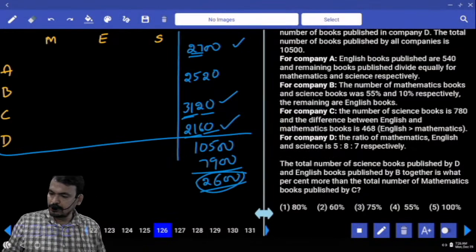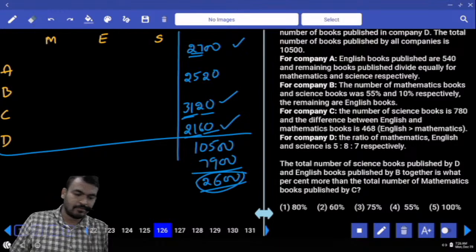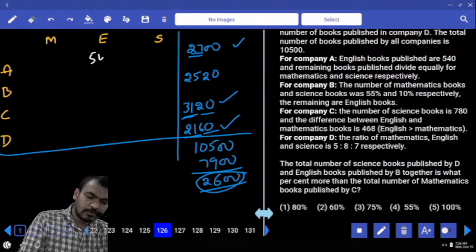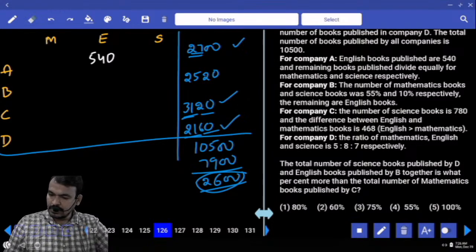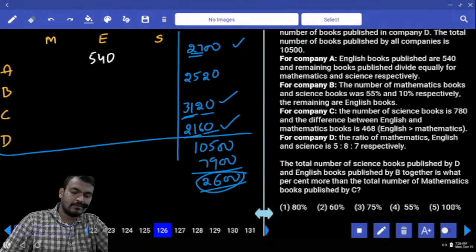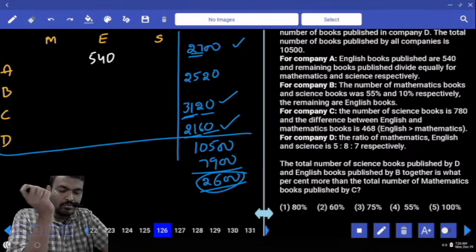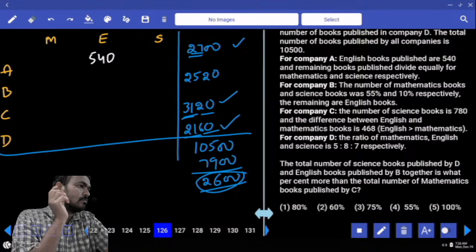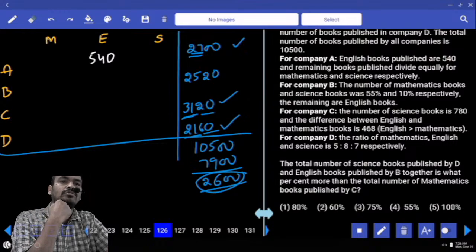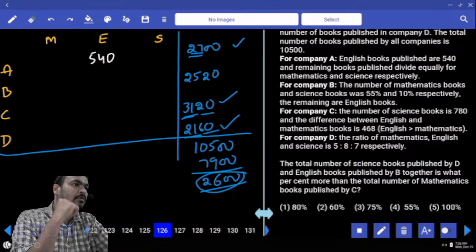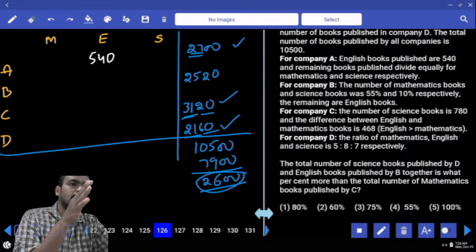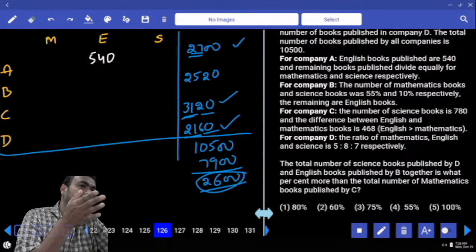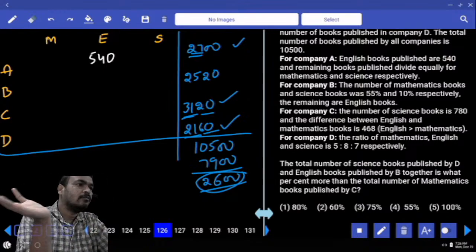Company A, English books published are how much? 540. Next, the remaining books, equally divided for mathematics and science, are 2,700. Just listen. Out of 2,700, 540 are distributed. 540 is what percent of 2,700? 20%. 20% is distributed, means the remaining is how much? 80%. That 80% is equally distributed, means 40% and 40%.